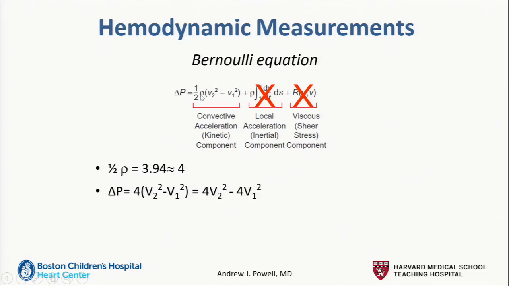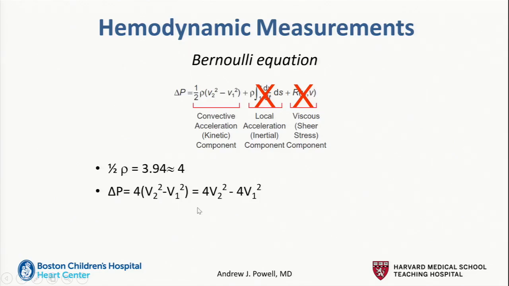So rho is a constant here. 1/2 rho turns out to be nearly 4, so we can replace this part here with a 4. So we have 4, and then we have the velocity at one point and the velocity at the second point. The key here in this portion of the equation is to realize you need to square the velocities first before you multiply by 4. You can expand the equation out if you want, but that point still holds. Square the velocity first and then multiply by 4.